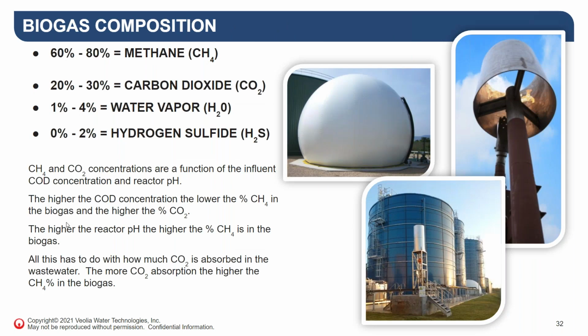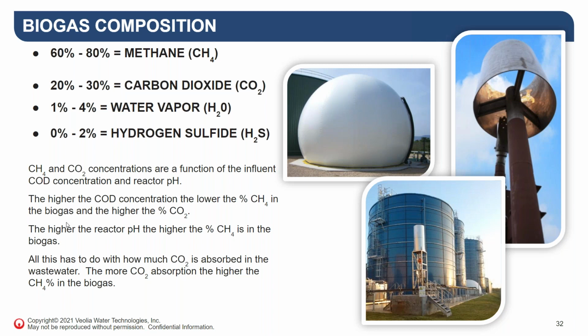Okay, what's the biogas composition supposed to be like? 60 to 80% methane, 20 to 30% carbon dioxide, 1 to 4% water vapor, depending on where you take the sample, and 0 to 2% hydrogen sulfide. When you operate a plant, the amount of methane and CO2 in the effluent is going to be a function of the influent COD concentration and the reactor pH. Those are the big ones.